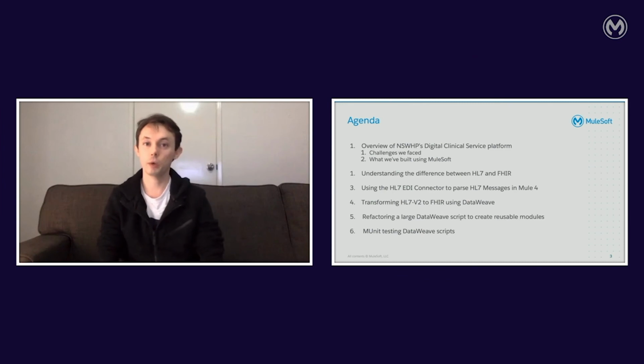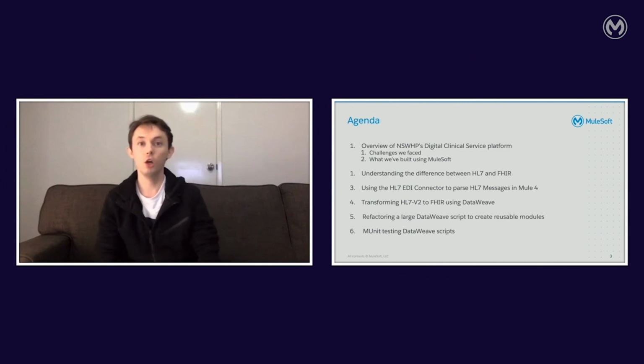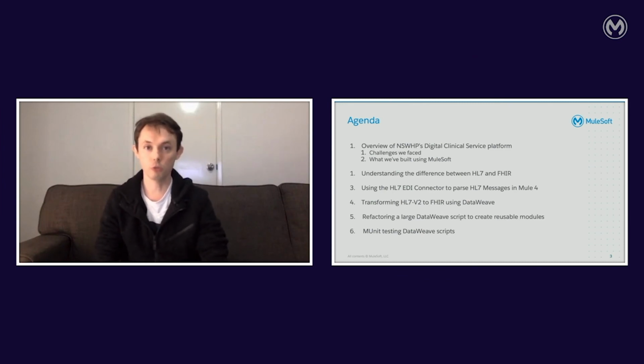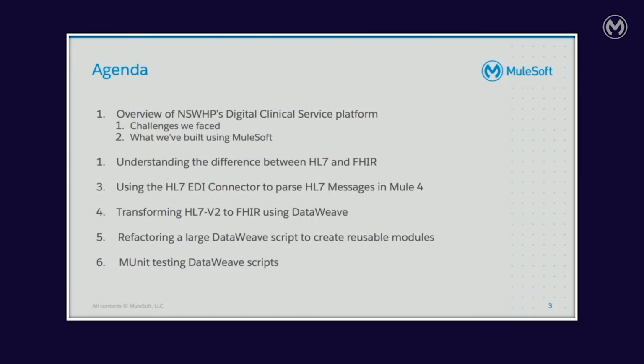So a bit of an overview of what we're going to cover in this presentation. We'll give an overview of New South Wales Health Pathology's digital clinician services platform, including some of the challenges that we faced along the way, leading into the project and throughout, and what we've built on the MuleSoft platform. I'll give a brief understanding of the differences between HL7 and FHIR as a messaging standard, and how we can use the MuleSoft HL7 EDI connector to parse our HL7 messages in Mule 4.